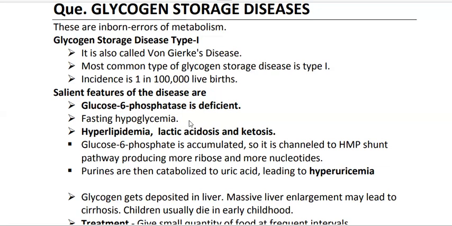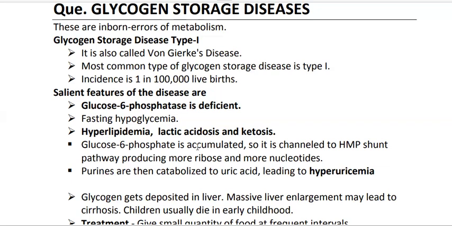Salient features: glucose 6 phosphatase is deficient, fasting hypoglycemia, hyperlipidemia, lactic acidosis, and ketosis.